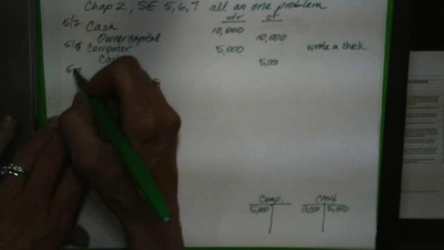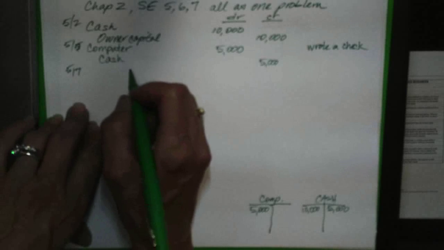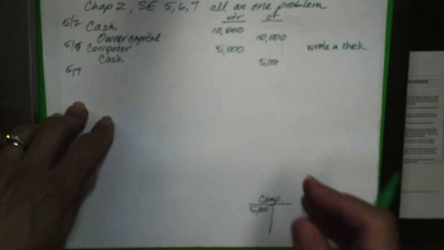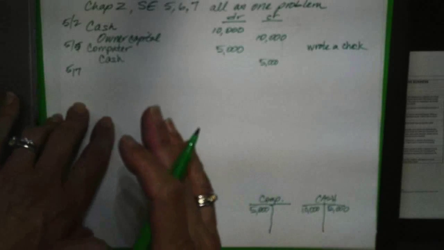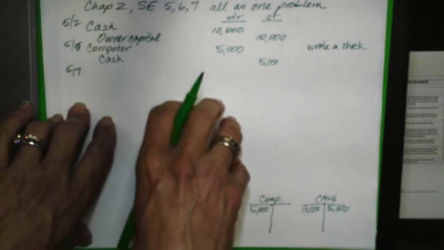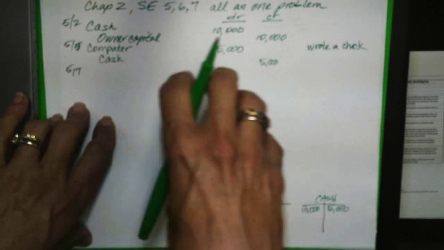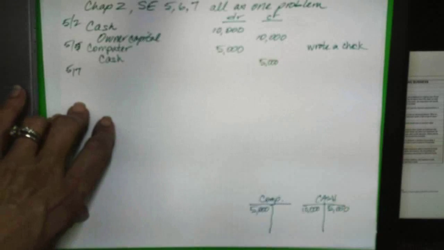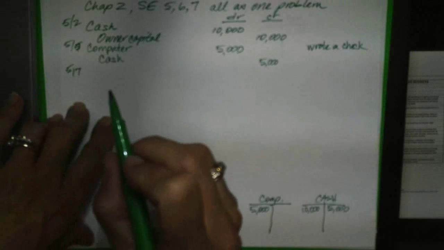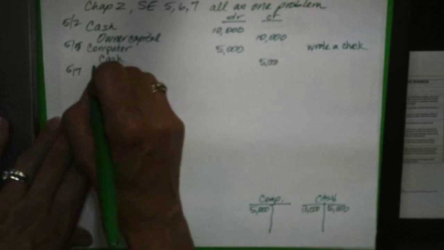On May 7th, purchase supplies on credit for $600. Okay, when your author says supplies, he means supplies inventory, which is an asset. If he had said supplies expense, he would have meant for you to put it on the income statement, put it in the expense accounts. So we purchase supplies. So supplies, which is an asset, is going to increase. So that's a debit.